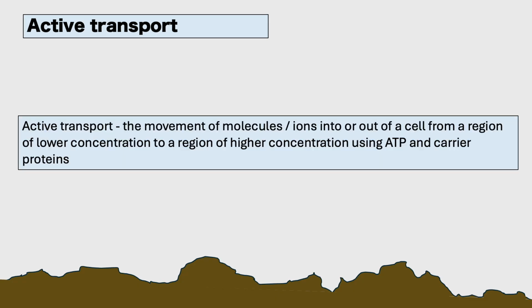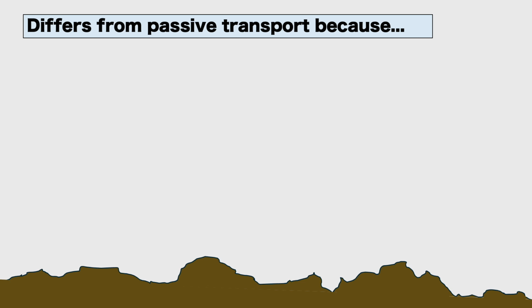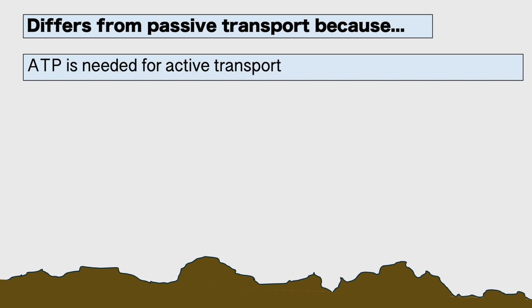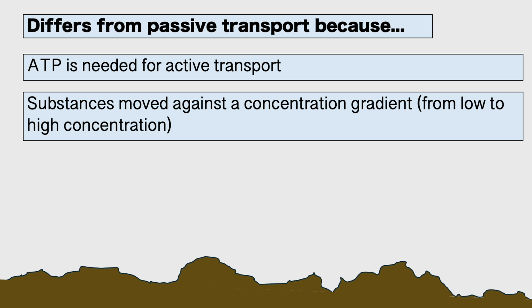Active transport is the movement of molecules or ions into or out of a cell from a region of lower concentration to a region of higher concentration using ATP and carrier proteins. Active transport differs from passive transport because the metabolic energy in the form of ATP is needed for active but not passive transport. In active transport, substances move against a concentration gradient from low to high concentration.